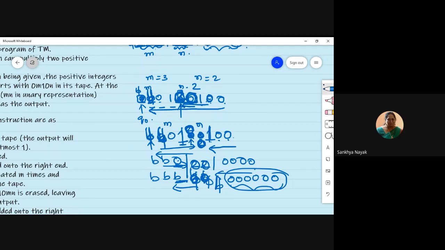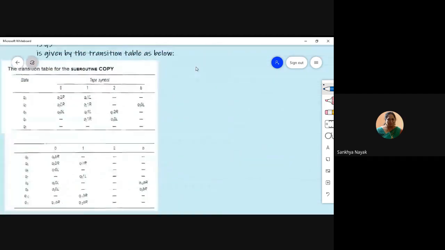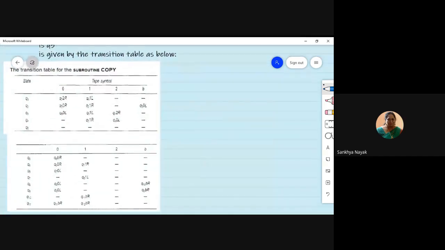Okay. So we have a transition table over here ready. This is for copy. This is a subroutine that we use for copy. This is like your main program. Okay. So the same example I have taken.